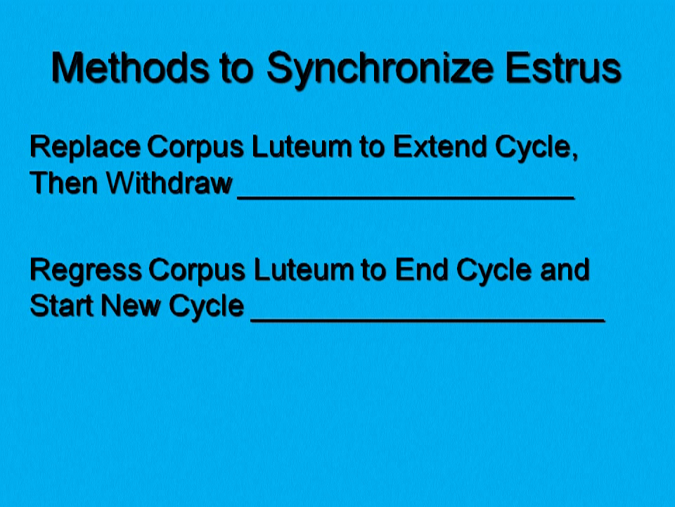Progesterone. Progesterone. Give that man an A. Now, next question. If we wanted to regress that corpus luteum to end the cycle and start a new one, what hormone would we use? Prostaglandin. Prostaglandin. Excellent. Okay.